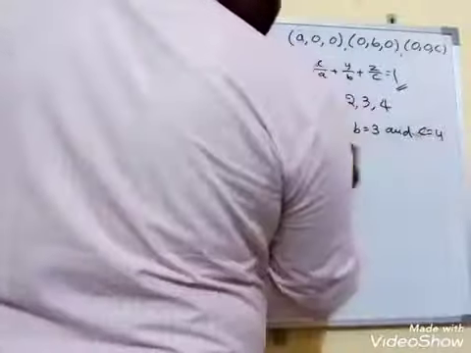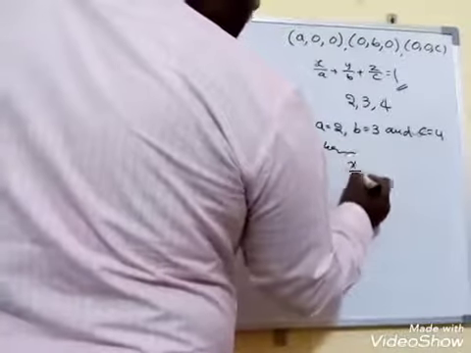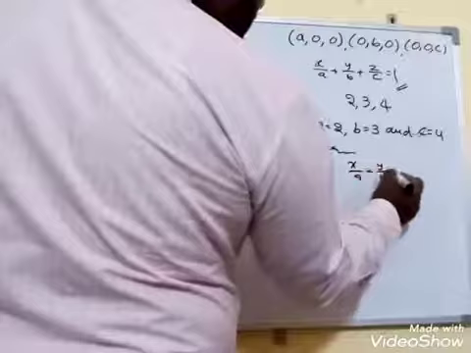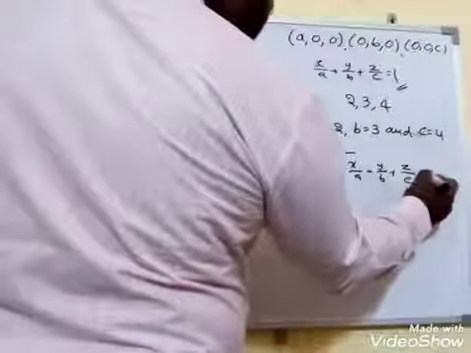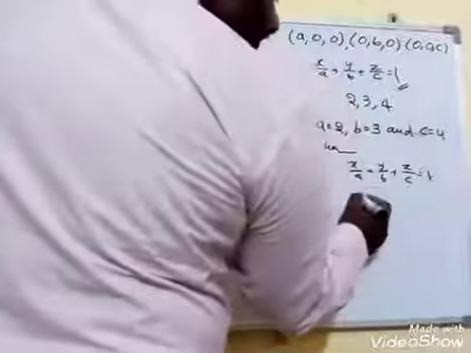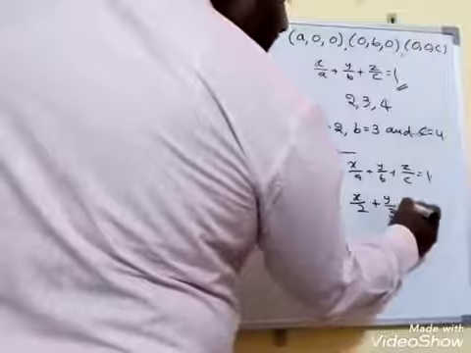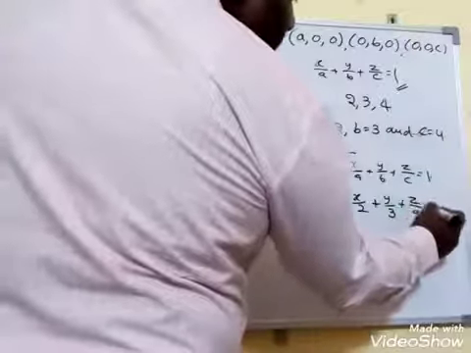And what we have read? We have the equation of the plane: x by A plus y by B plus z by C is equal to 1. Therefore, what is the equation? The required equation is x by 2 plus y by 3 plus z by 4 is equal to 1. This is the required equation.